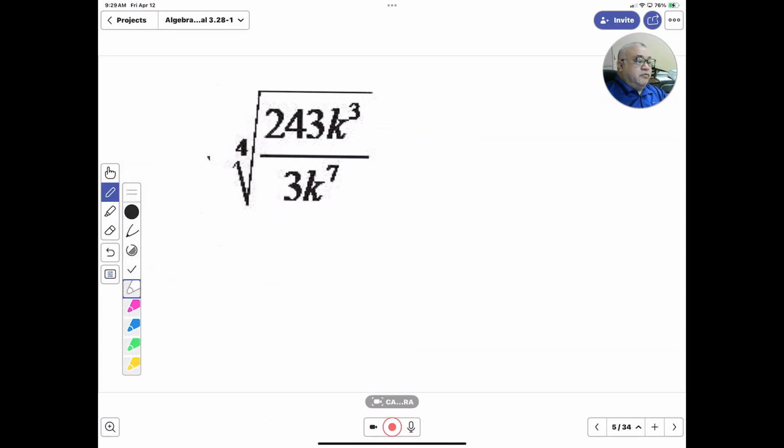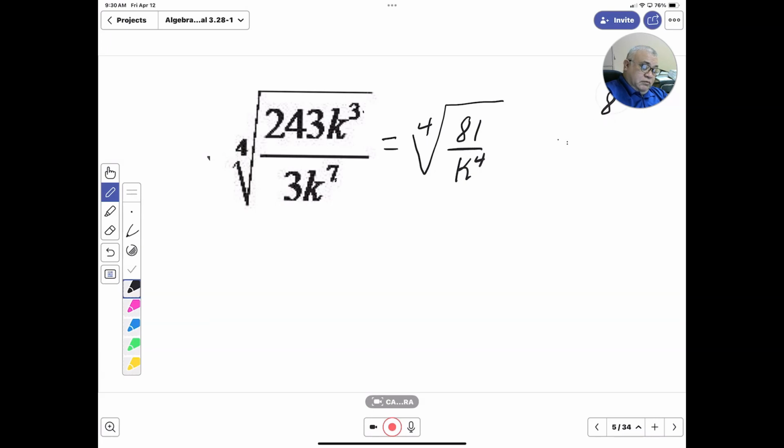Okay, we notice that we're dealing with the fourth root, or the index of 4. What I'm going to do is simplify what's inside the root. So in this case, we have the fourth root, and we're going to divide 243 divided by 3, which gives us 81. Now you notice that if we did 3 minus 7, that would give us a negative 4. So that requires us to put the variable in the denominator. So we have k to the fourth.